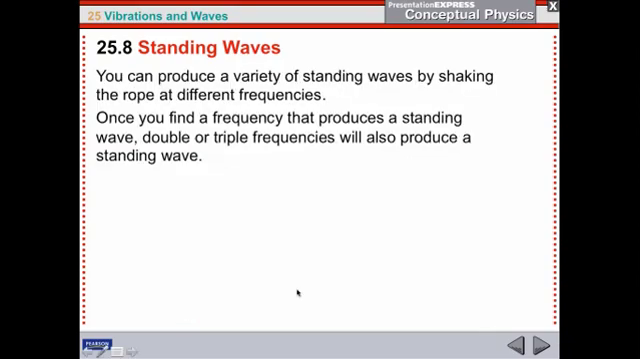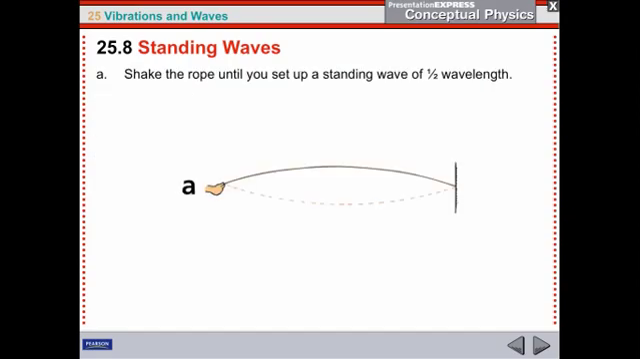You can produce a standing wave when you produce the frequency that matches the length of the rope, or double that or triple that. Anytime you find one standing wave, if you double or triple the frequency, you can find other ones.